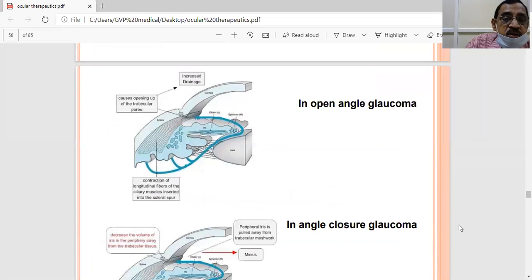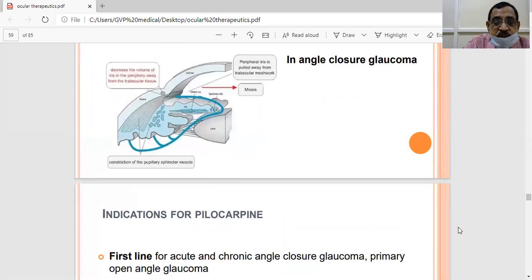In open angle glaucoma, it causes opening of the trabecular pores, increases the drainage, and causes contraction of the longitudinal fibers of the ciliary muscle inserted into the scleral spur. In angle closure glaucoma, it decreases the volume of the iris in the periphery, and the peripheral iris is pulled away from the trabecular meshwork because of the miosis caused. So that's how pilocarpine acts.